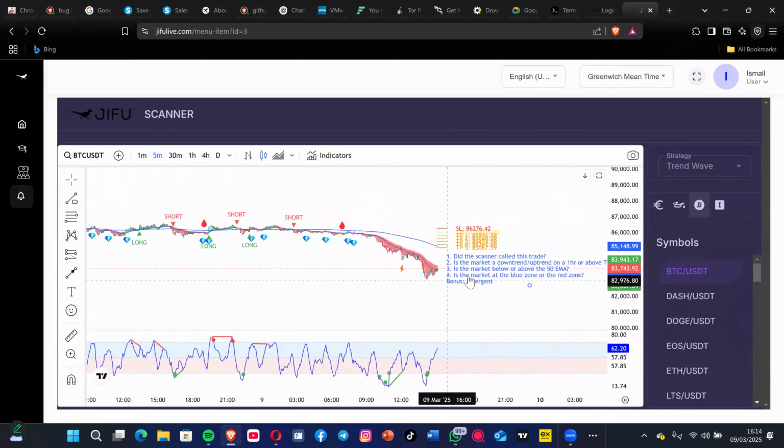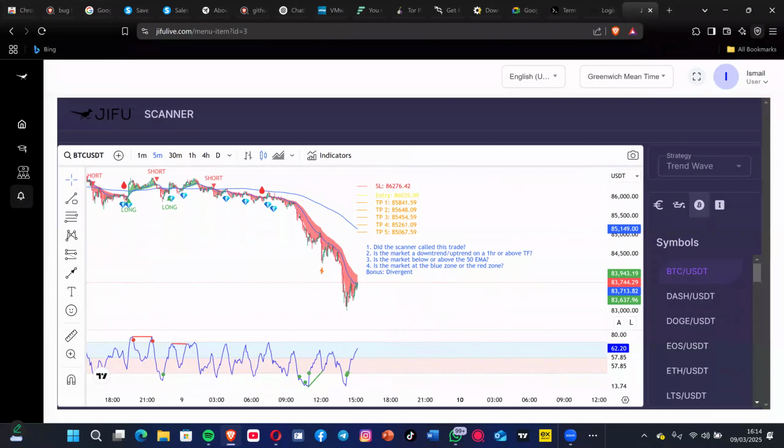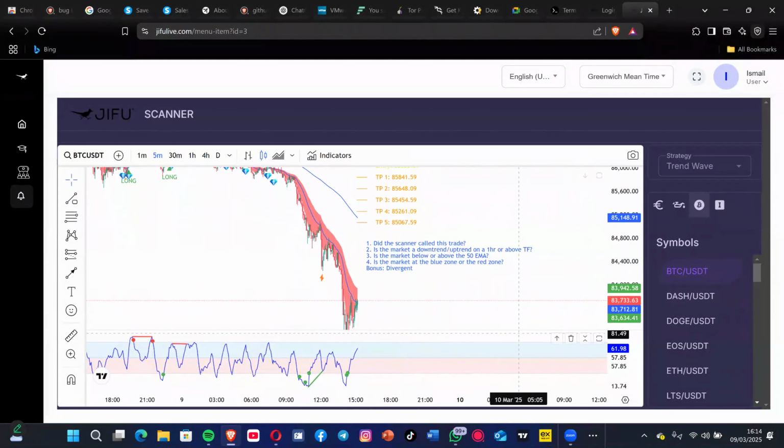But the most important ones, when you check all these, you are in good time. Now, when you finally check all these four and they are there, take the trade, put your SL, and watch it as you make money. That's how you use trend wave. Do you understand? Okay. Yeah, I understand.